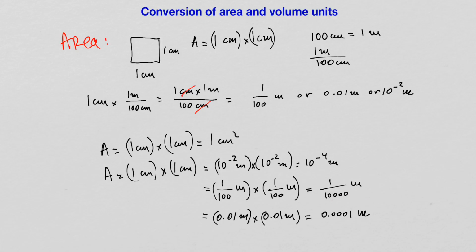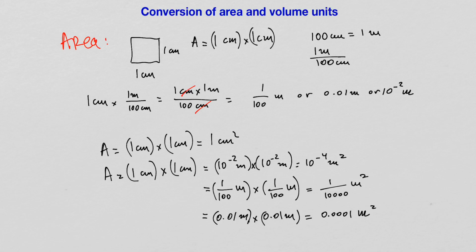Finally, I can use the last relationship that 1 centimeter is equal to 0.01 meters. So 0.01 meters times 0.01 meters is equal to 0.0001 meters. And of course, all of these are squared. And so these are three equivalent representations of a square centimeter. So one more time, 1 square centimeter is equal to 10 to the negative 4 square meters, or 1/10,000th of a square meter, or 0.0001 square meters.